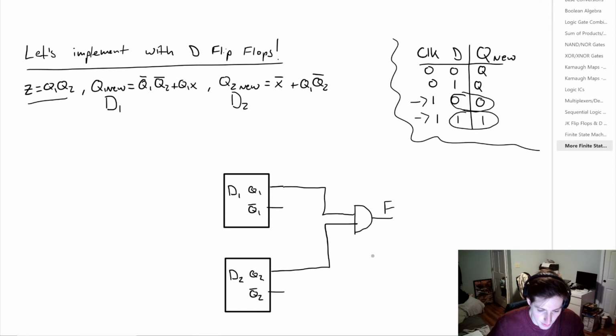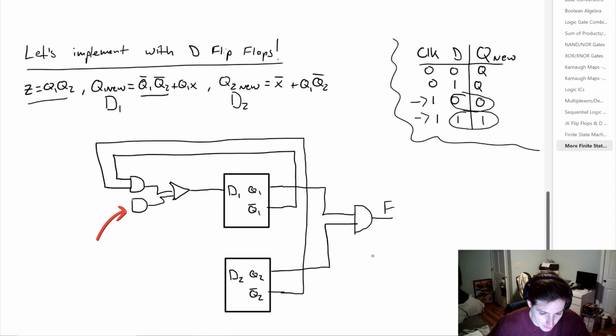If we look at D1, which is this input here, we're going to have an OR gate, and on that OR gate, we're going to have two AND gates. Looking at these AND gates, the first term is going to be Q1 bar Q2 bar, for which we can have an inverter after the Q1 signal, or we can use the Q1 bar pin, similarly for Q2 and Q2 bar. So for this gate, the inputs will look like this.